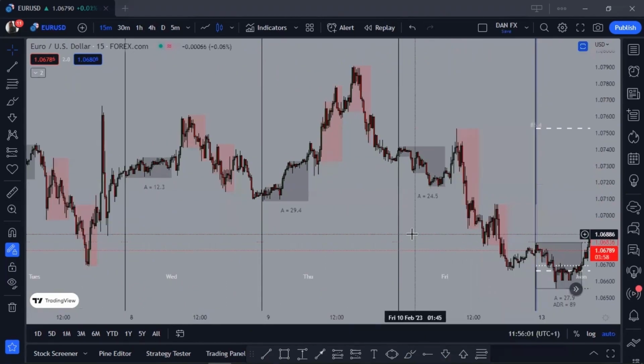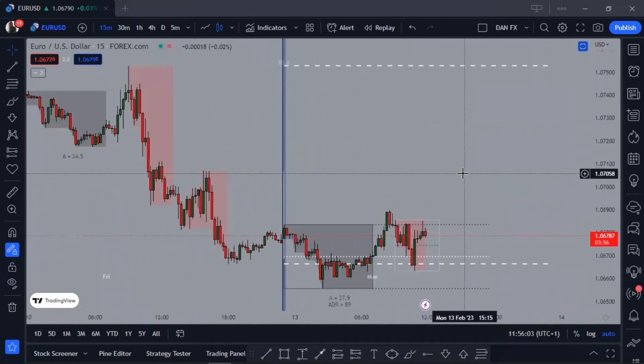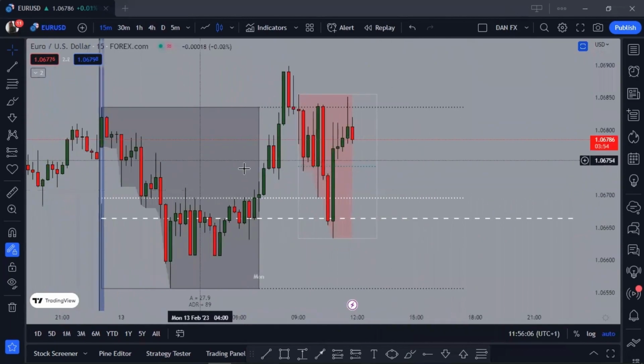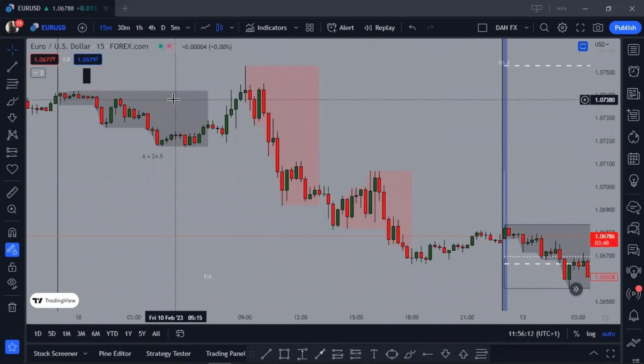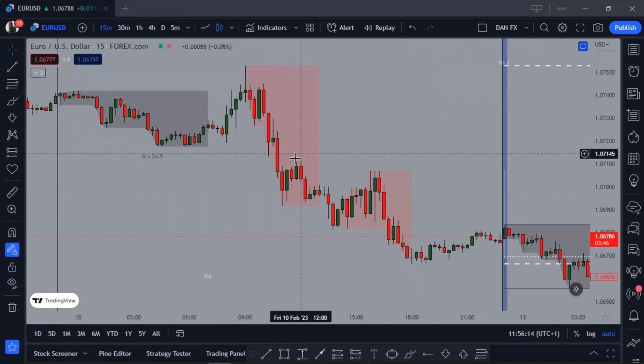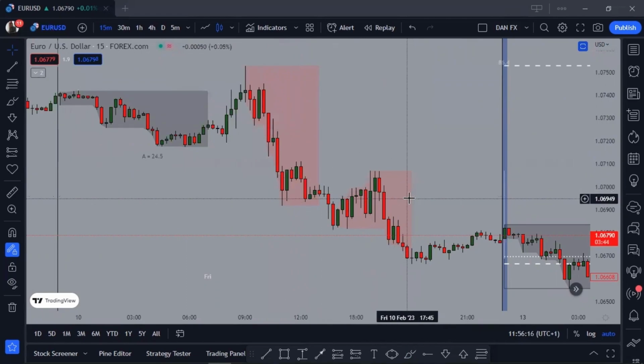So right here, I have an indicator that already shows the Asian session, the London session, and the New York session. So this is the Asian session, the gray box. The London session is the first red box, while the second red box is the New York session.